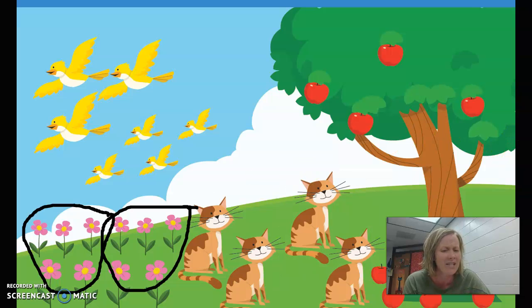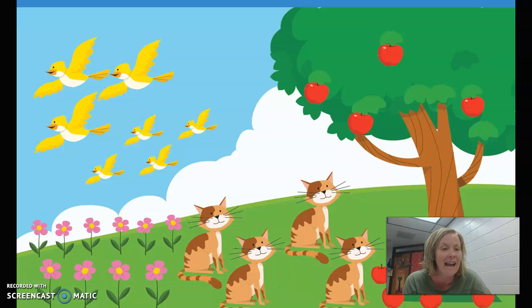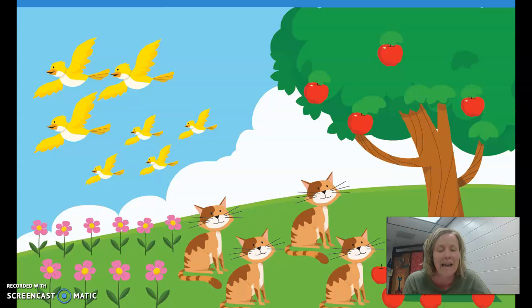Now, could I do something different? I could say, oh, 1 cat fell asleep. 3 cats stayed awake. So we can always have a different answer as long as it equals the correct number. Because 1 add 3 is 4, but 2 add 2 is also 4. So both of those would work. Nice job. Let's go to our next page.